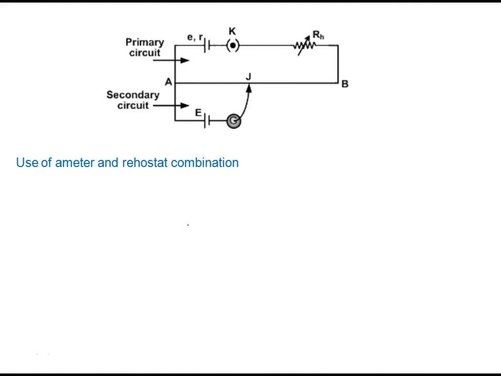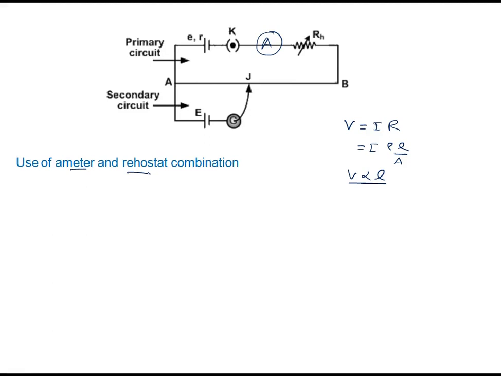Yes, let me explain why we use the ammeter and rheostat combination. Of course the ammeter is not drawn here, but you can draw it in series. When I discussed the principle of the potentiometer, V equals IR, and R equals rho L by A, so V is proportional to L. I told you this V proportional to L is valid when the current is constant. If the current is not constant in the circuit, then V will not be proportional to L, or V by L will not remain constant. So to maintain a constant current, we use the ammeter and rheostat combination in this primary circuit.